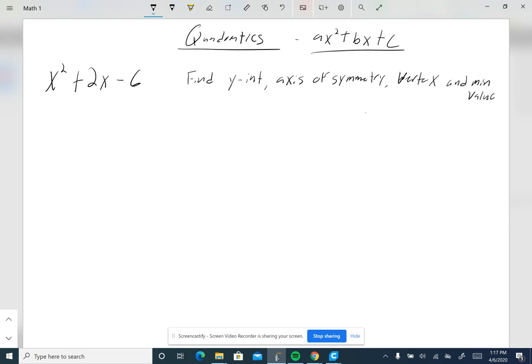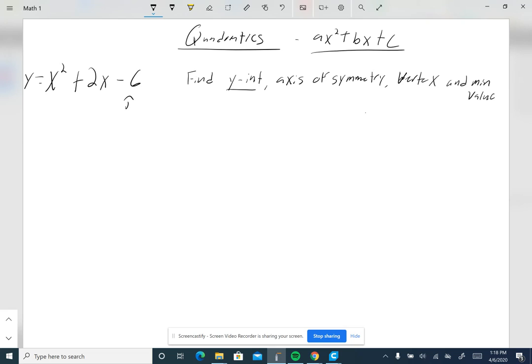Here's the standard form of a quadratic equation: x squared plus 2x minus 6. It would be y equals, or f of x equals. The question would be: find the y-intercept, the axis of symmetry, the vertex, and the minimum value. The very first thing, find the y-intercept. If you remember back to the last video, what is the y-intercept of a standard form equation? It's just c.